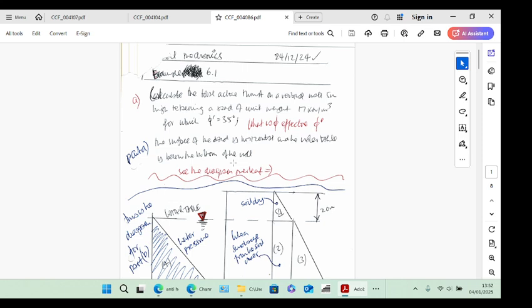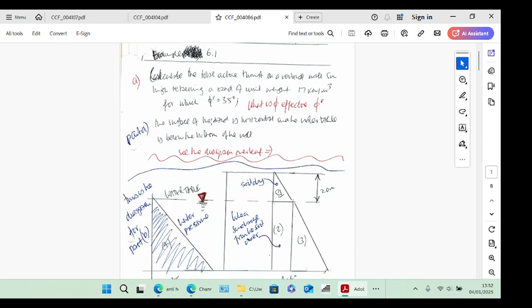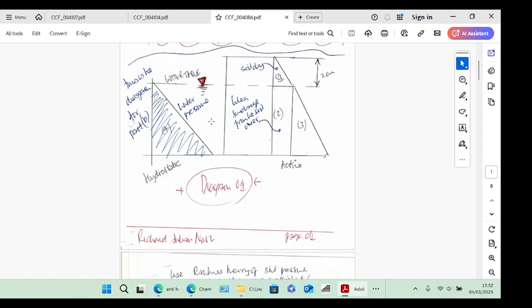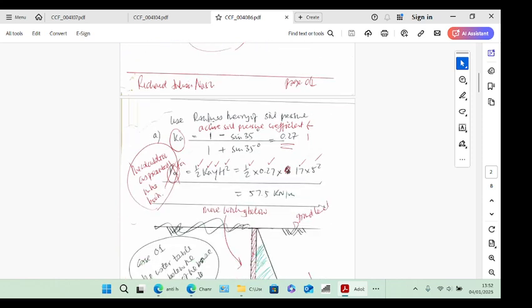Sorry, it's a bit messy, but this is where I rewrote the question. So this is for part A.